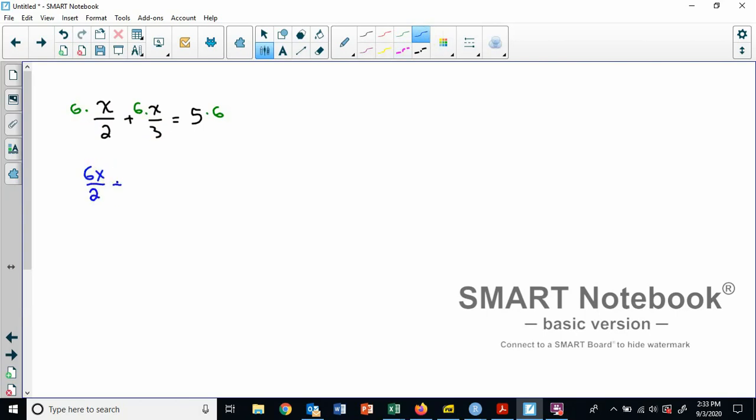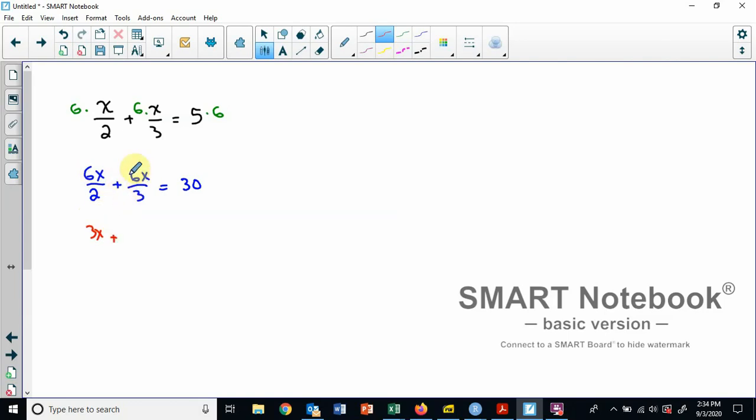6x over 2 plus 6x over 3 equals, let's see, what's 5 times 6 is 30. What that means is I can reduce this fraction right here, 6 over 2. Actually, if you were to do what's 6 divided by 2, it is 3. It doesn't mess with the x. The x is still there. So 6 divided by 2 is in front of the x. That's 3x. Bring down your sign.